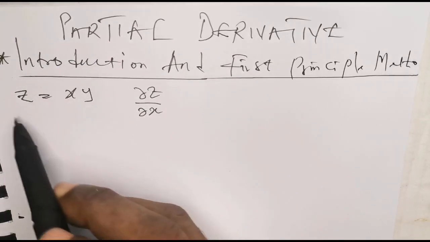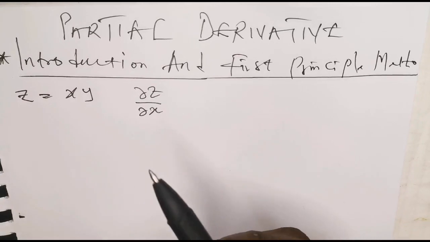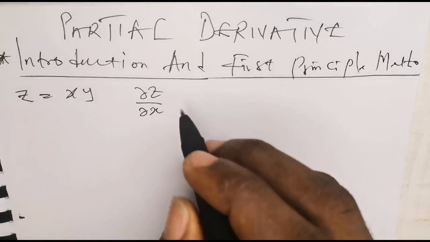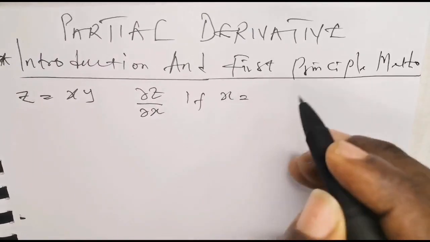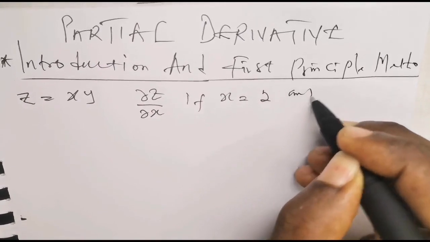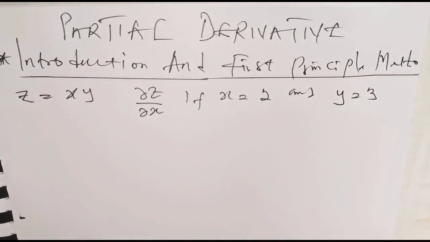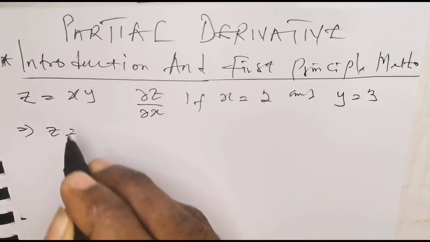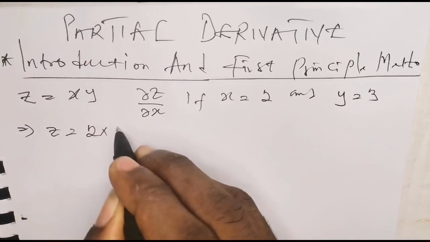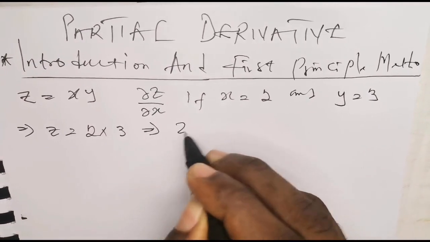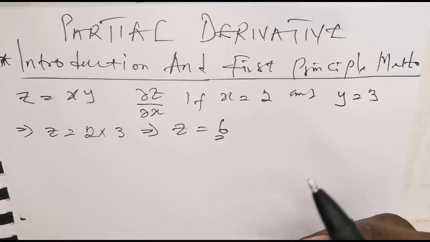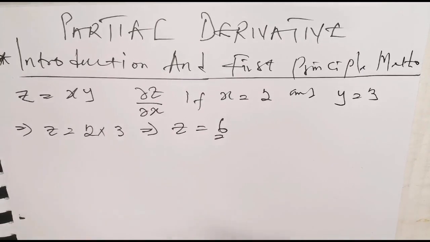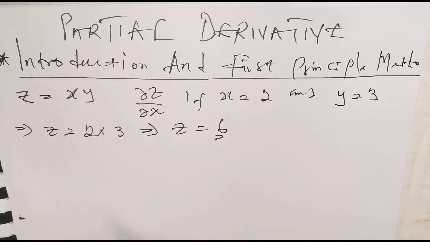Now, this is a good example of what a function of several variables is. I have z equal to x and y. This simply means that if x is equal to, let's say, 2, and y is equal to, let's say, 3, then z has a value. This simply means that z is equal to 2 times 3, and this simply implies that z is equal to what? 6. So which means z depends on the values of both x and y to be defined. That makes z a function of x and y.